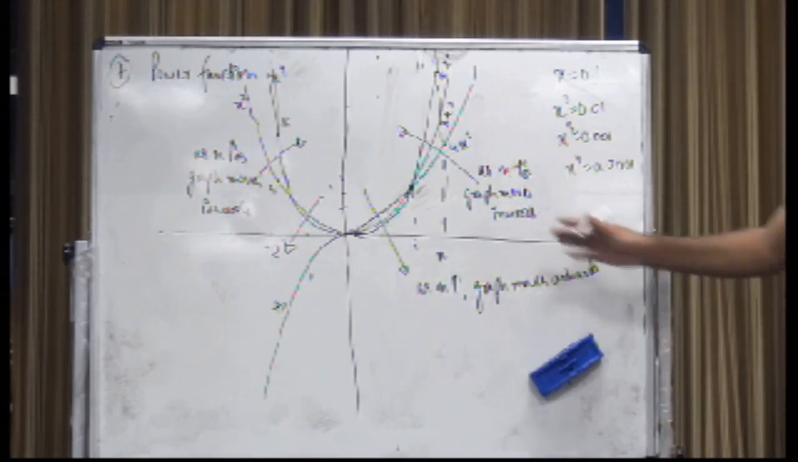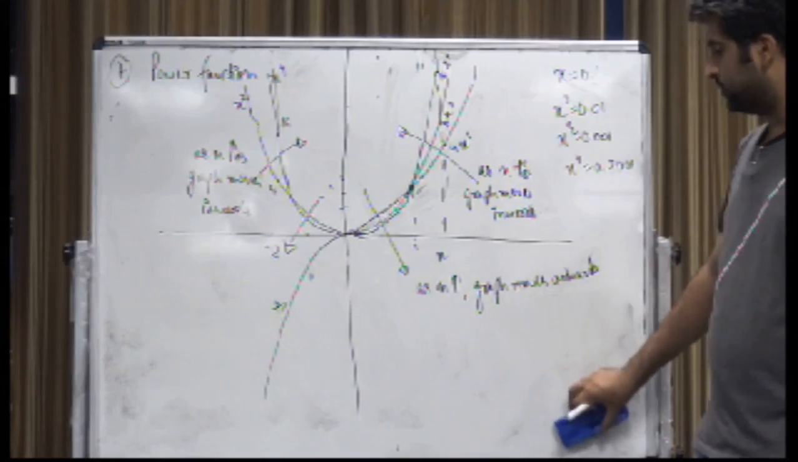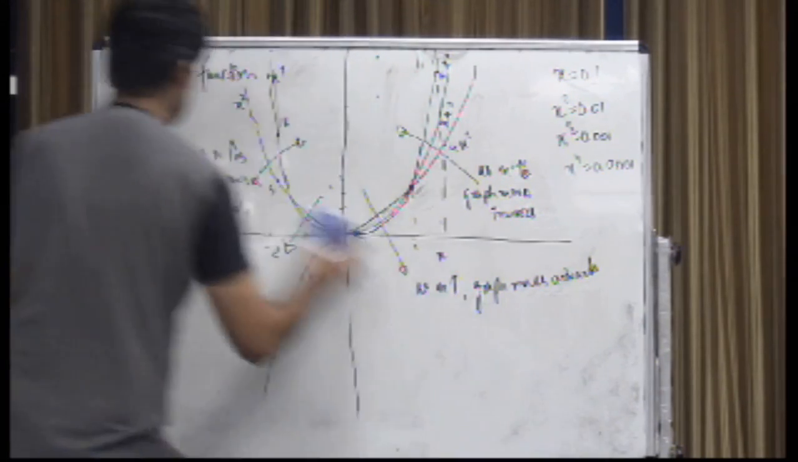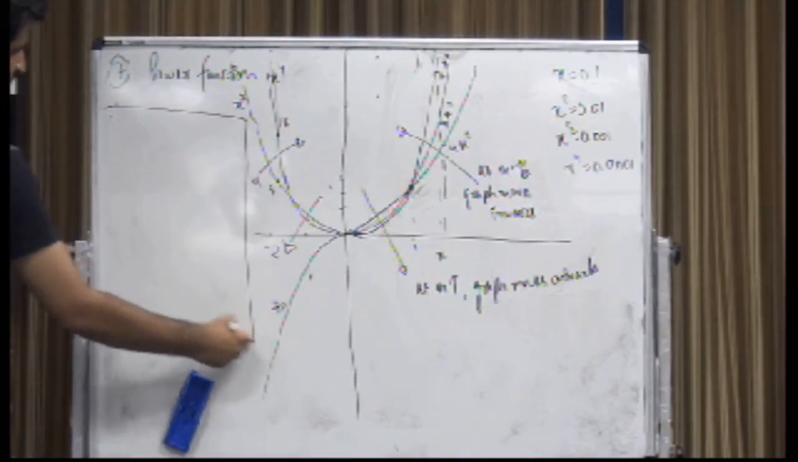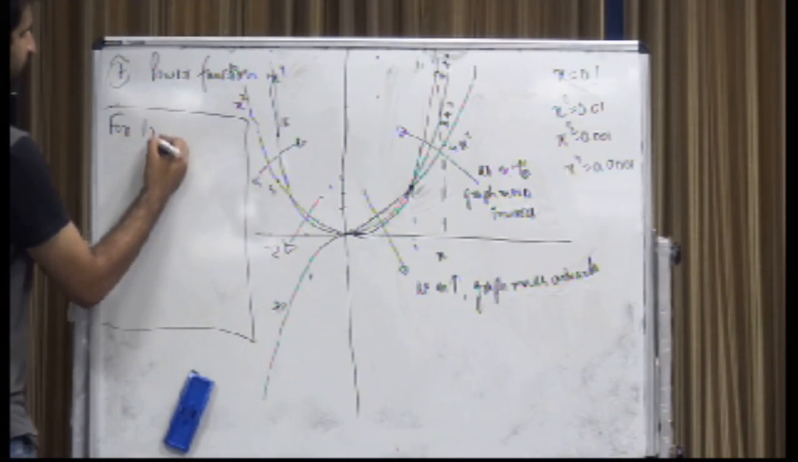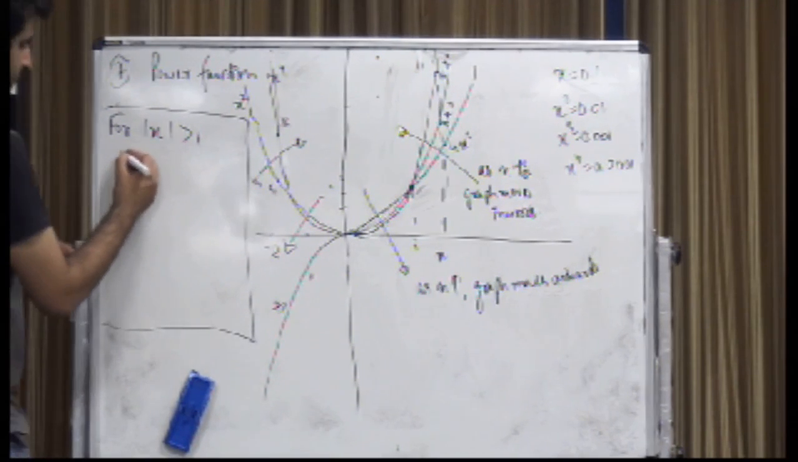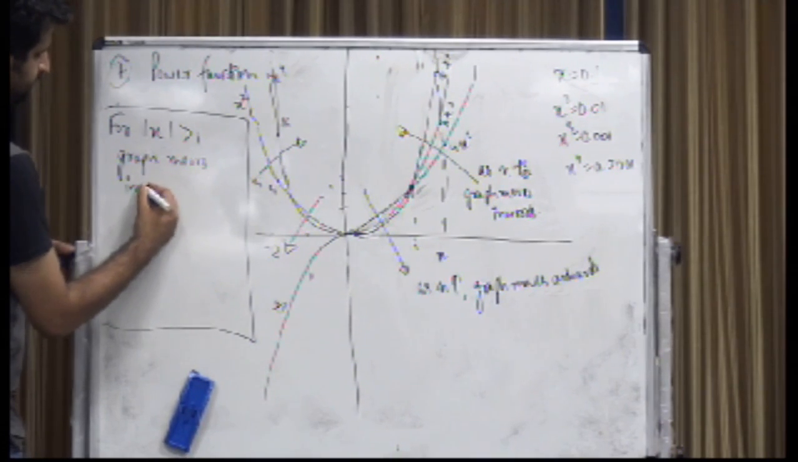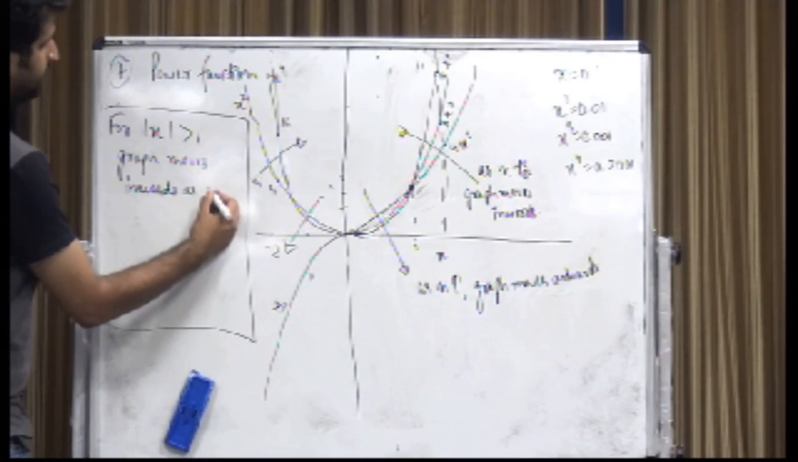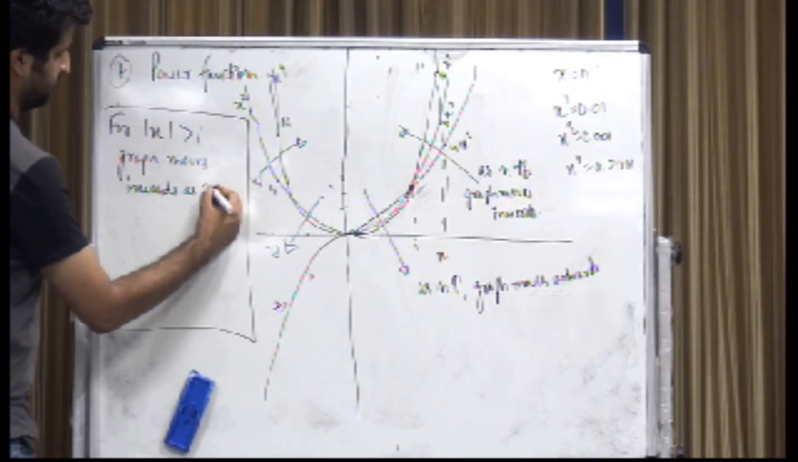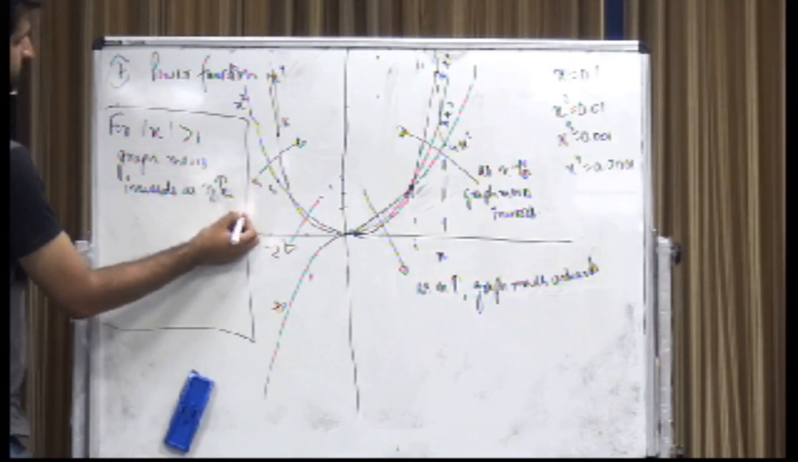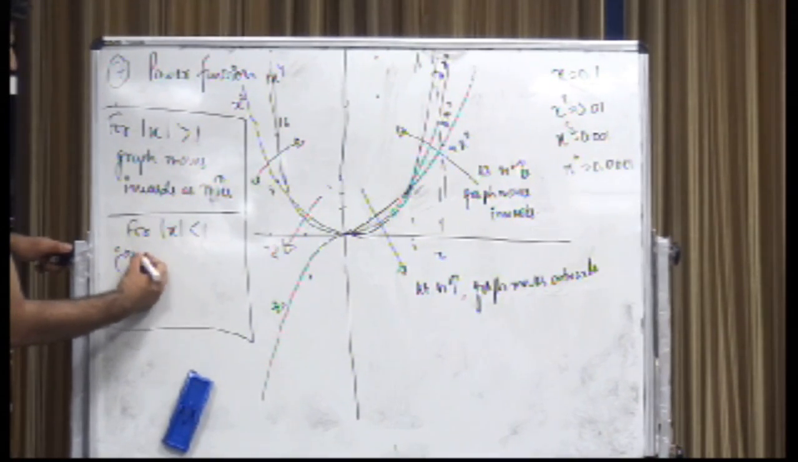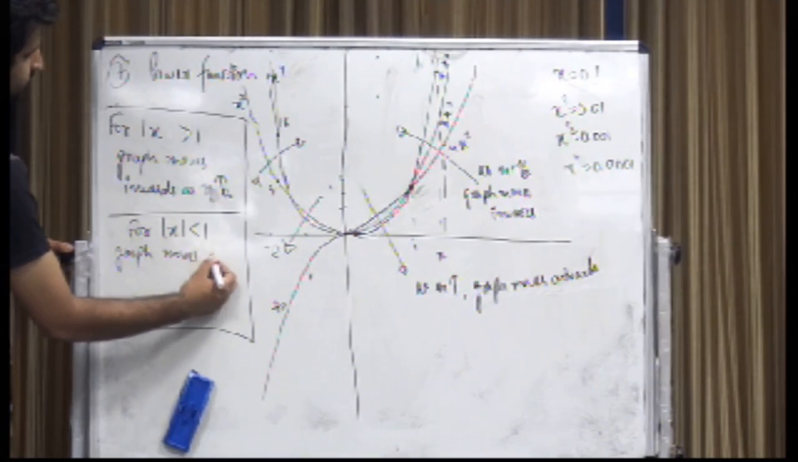So after 1, for all the values, or you can define it like this, for mod x greater than 1, the graph moves inwards as n increases, while for mod x less than 1, the graph moves outwards.